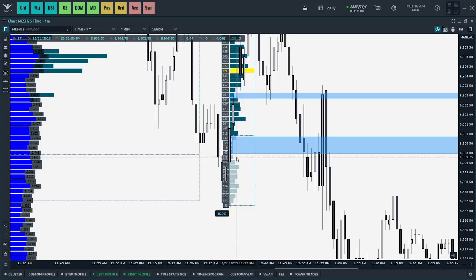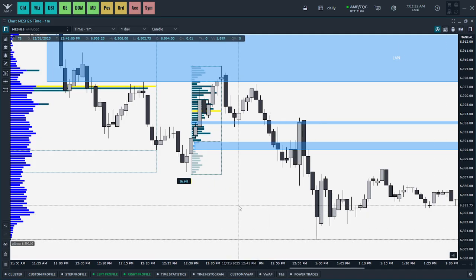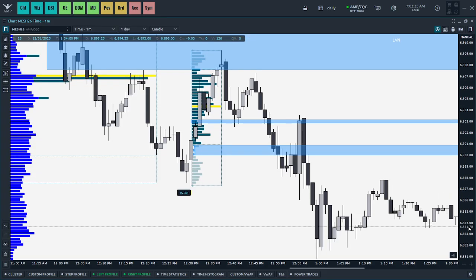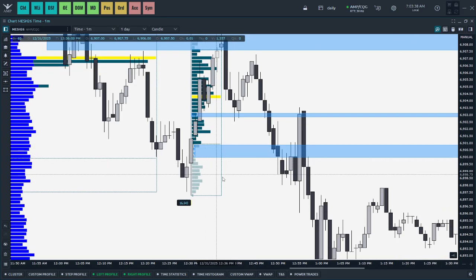But I want you guys to take two things away from this. The value area low in this leg is below this current fair value gap. So why would we be paying attention to this low volume node? Because anything below here is going to be price discovery. Okay, but why do you still want to be paying attention to this?